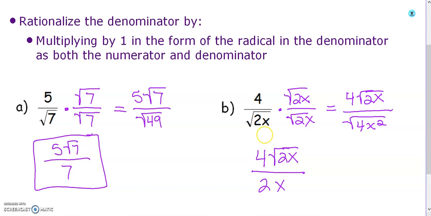Again, the last thing I want to do is take a look at that fraction, the numerical fraction outside the radical, and see if we can reduce that. And in this case, we can. Our final answer should be 2 radical 2x over x.